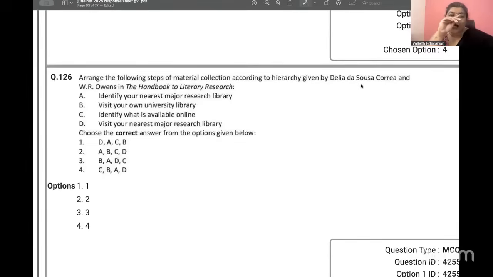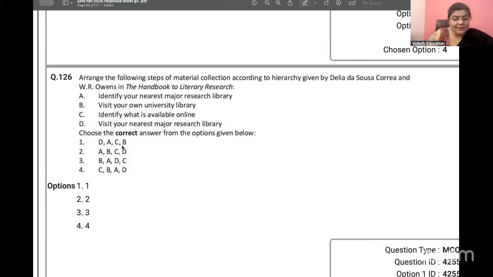Delia D'Souza Correa and W.R. Owens wrote something. You don't have to know them because look at this. I think this has been contested. I think what the answer they have given is wrong. With your general knowledge and common sense, what is the answer? First and foremost, what will you do? Visit your own, first what is available online is what you will do. Then visit your own university library. Then identify the nearest major research library. Then visit it. Isn't that what you will do? Or C can also come after B. Either CBAD or BCAD. CBAD you should choose.